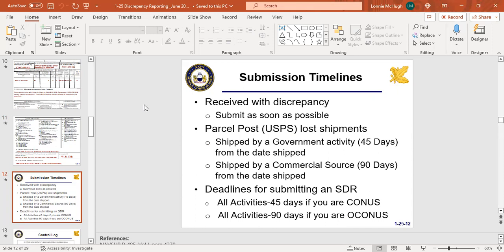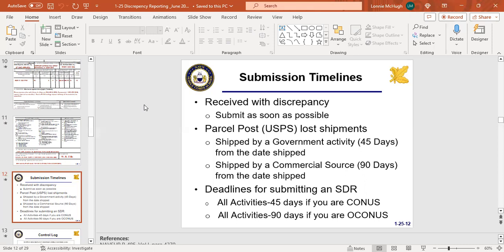But according to the 485, you will want to submit as soon as you notice the discrepancy. If it is a USPS item, it'll be 45 days. If it's from a commercial source, it is a 90-day limit. Now, a deadline for submitting an SDR if your CONUS is 45 days and OCONUS 90 days.